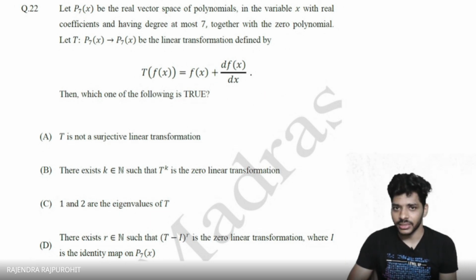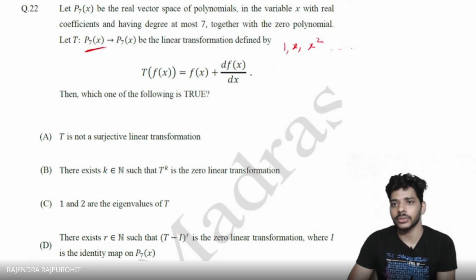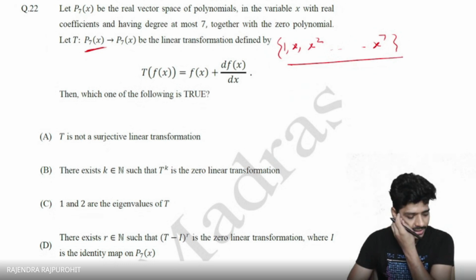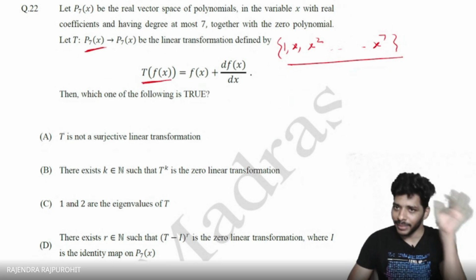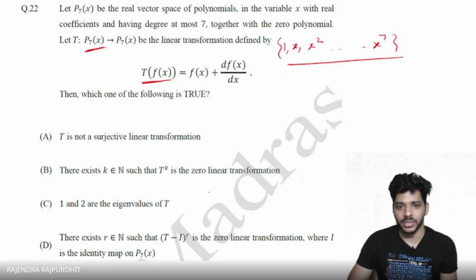The very first step is you take the basis of the domain. What is the basis of the domain? The standard basis. Okay. So for P7(x), you have 1, x, x square, and so on, x to the power 7. This is your basis. You will take this basis and find the image of the basis under this map. Okay. Let's see what image I am getting. And in parallel, I'll make the matrix of this linear transformation. What will be the matrix?